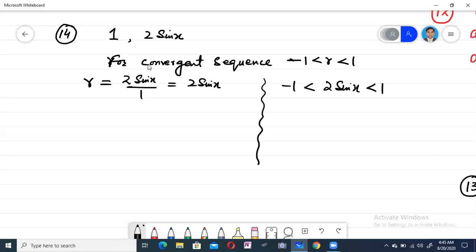is less than 1. Now this 2 we need to cancel here. Then throughout we will divide by 2. Minus 1 by 2 is less than, here 2 cancels and it will be only sine x, and less than 1 divided by 2. Then what will x be here? Here it is sine, okay? We will take sine inverse here, here and here in all three terms. Sine inverse of minus 1 by 2 will be minus 30 degrees. 1 by 2 is 30 and minus 1 by 2 is minus 30. Minus 30 is minus pi by 6.